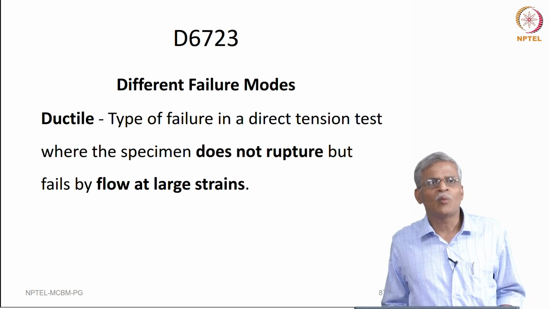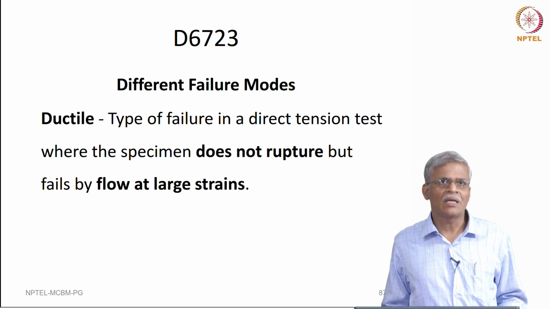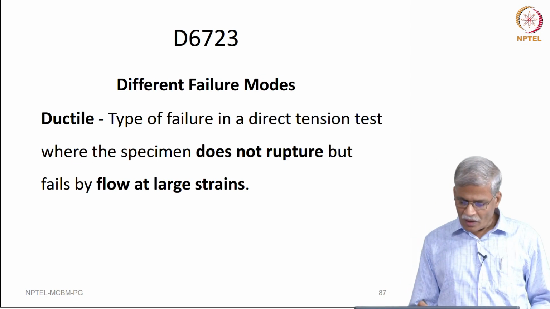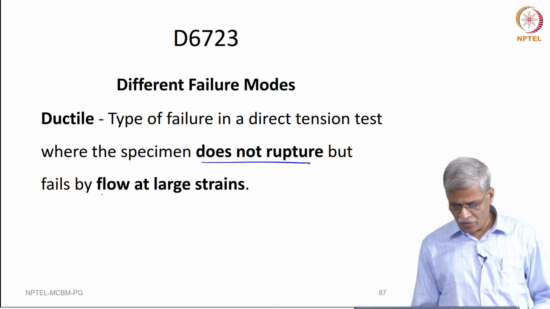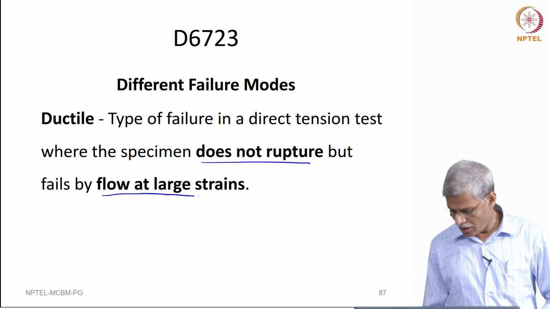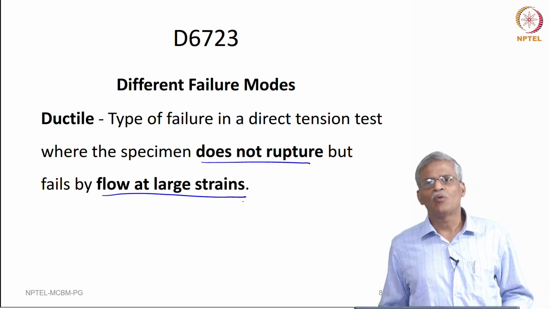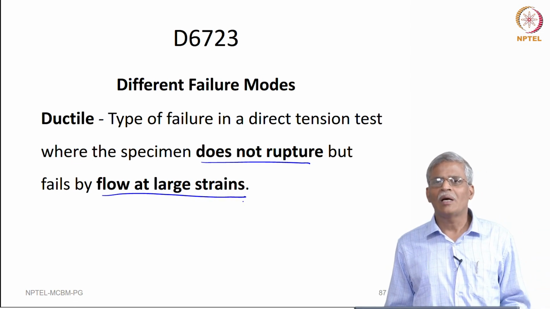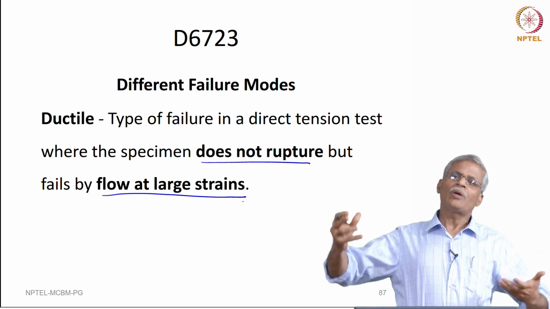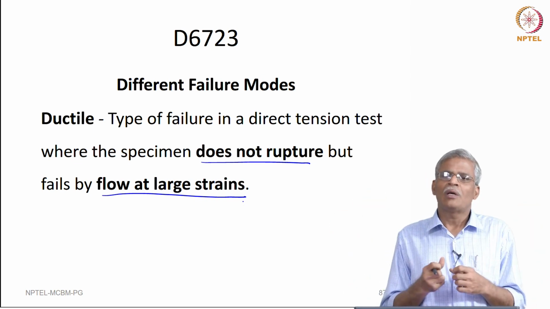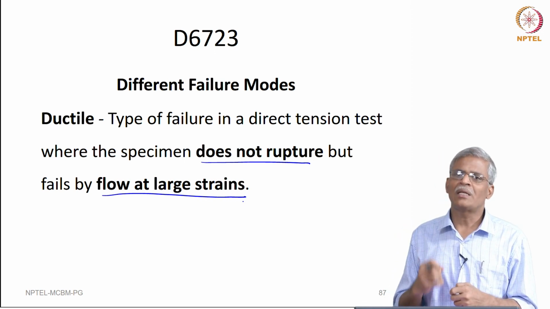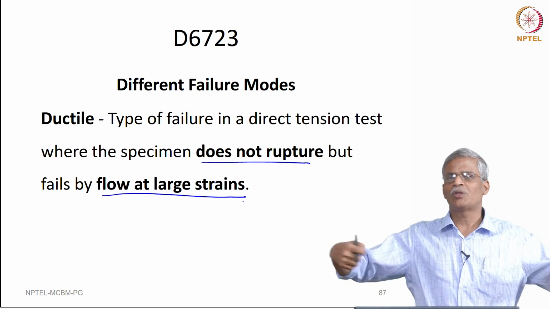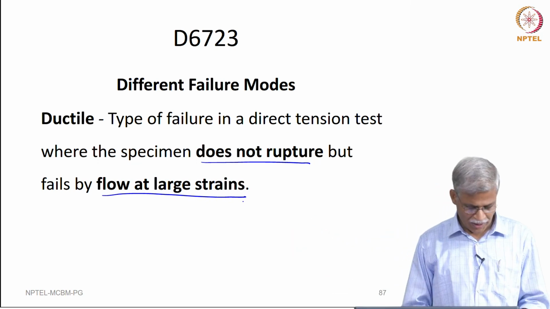The second failure mode discussed here is ductile, a type of failure in a direct tension test where the specimen does not rupture at all, but fails by flow at a large strain. It is not very clear what flow means, or what large strain means, but you need to visualize a direct tension test in which the sample failure is not instantaneous, but rather the sample just keeps elongating.